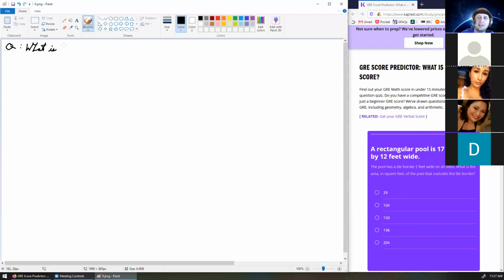What is the area of the pool without the tile border? Do they give you any geometry equations going into it, or do they just expect you to remember?